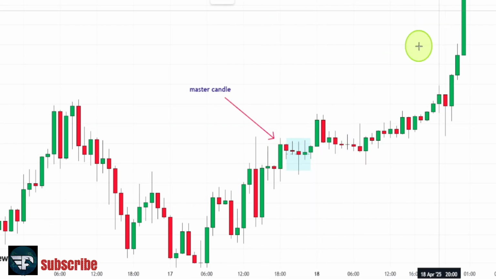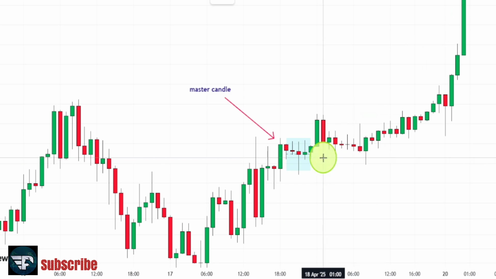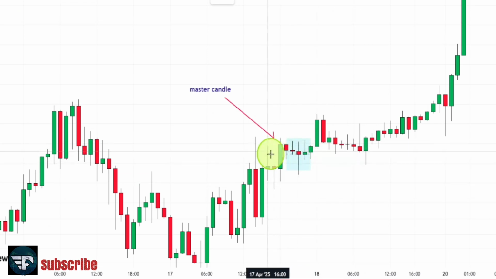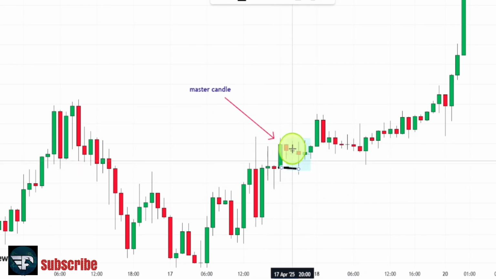So why are we saying it's a master candle, or how will you see if this master candle is valid? First of all, you need to make sure that the master candle is covering all the candles next to it. You can see the low here and the high here is above the candles next to it. That makes this candle here a strong master candle.